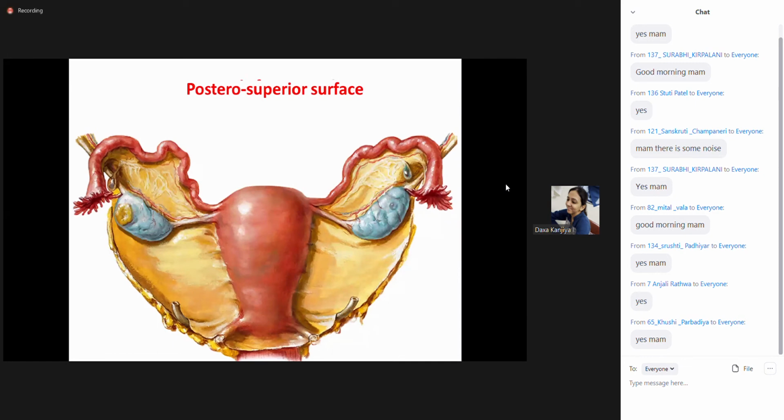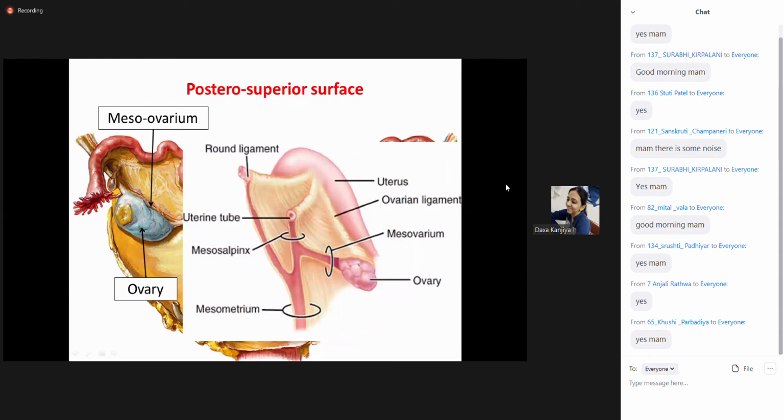This is the posterior surface. The most important structure which lies on the posterior surface is the ovary. See here, and this fold of the peritoneum related with the ovary is the mesoovarium. Here you can see the double layer fold which covers the ovary, that is the mesoovarium.